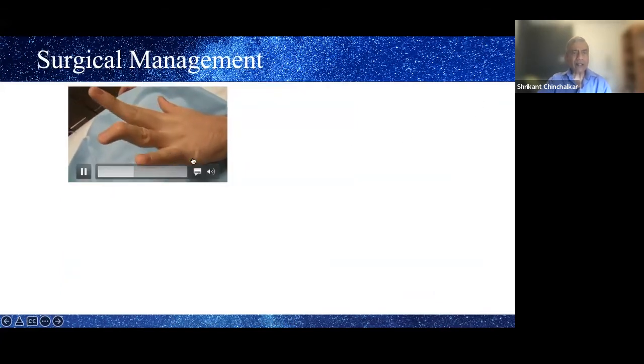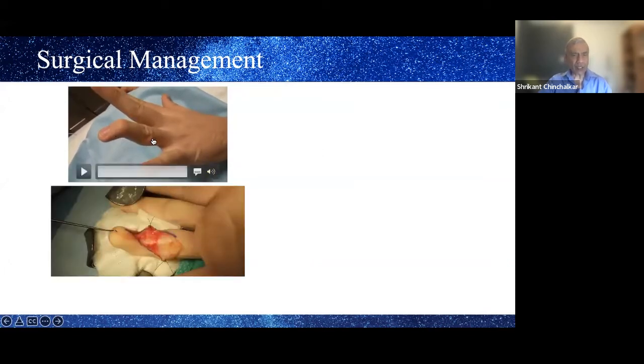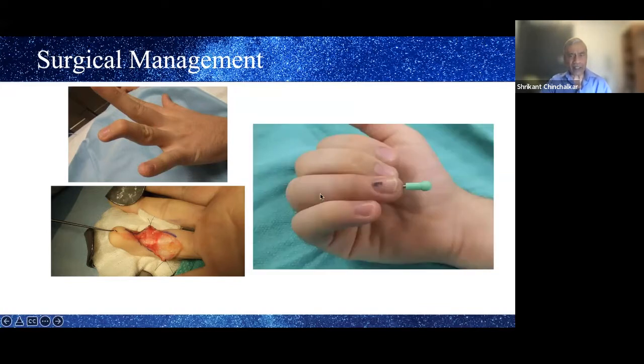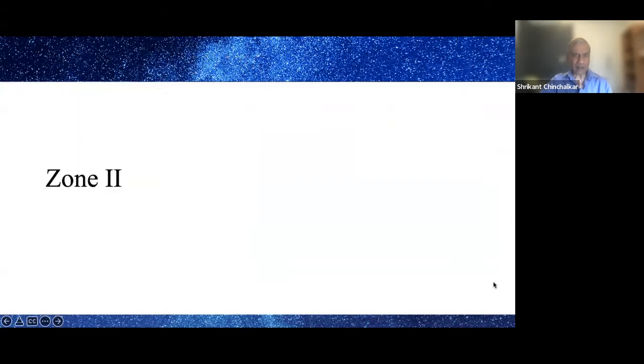And then this is a patient who neglected his finger for an additional 2 months, who ended up having DIP joint flexion contracture, and a painful swan neck deformity at the PIP joint. Of course, these patients required a release and then K-wire fixation, and then we started moving the PIP joint from an active gliding point of view. So surgical correction and early PIP joint motion following release of the DIP joint flexion contracture is recommended especially.